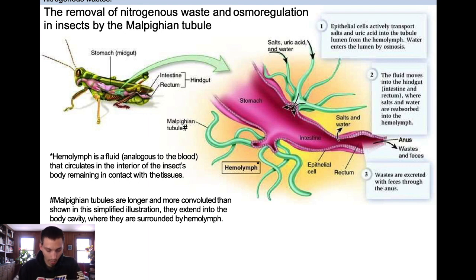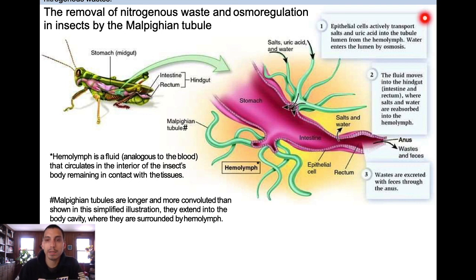So what we have here is, instead of the complex internal digestive system that you'd expect to see in most animals, insects have this simplified continuous gut. You can't really see any distinct organs in there. It's a continuous tract. And basically, in the stomach, there are these structures. These greenish looking structures are the Malpighian tubules.